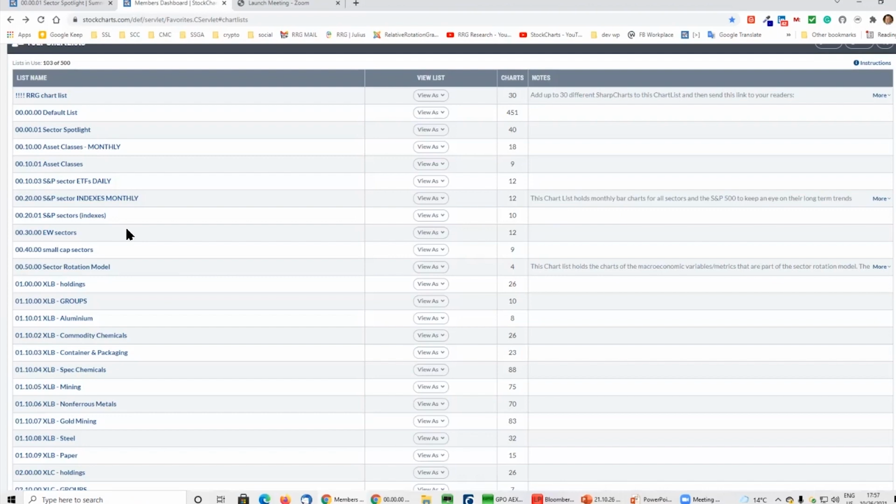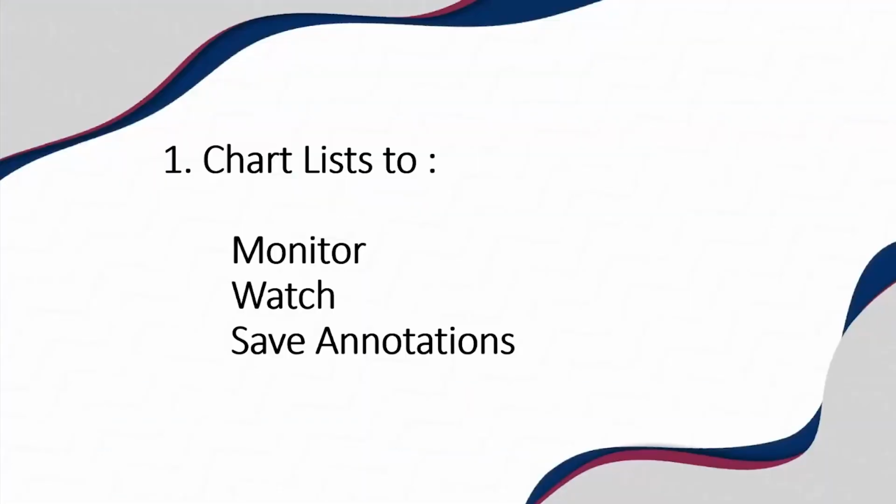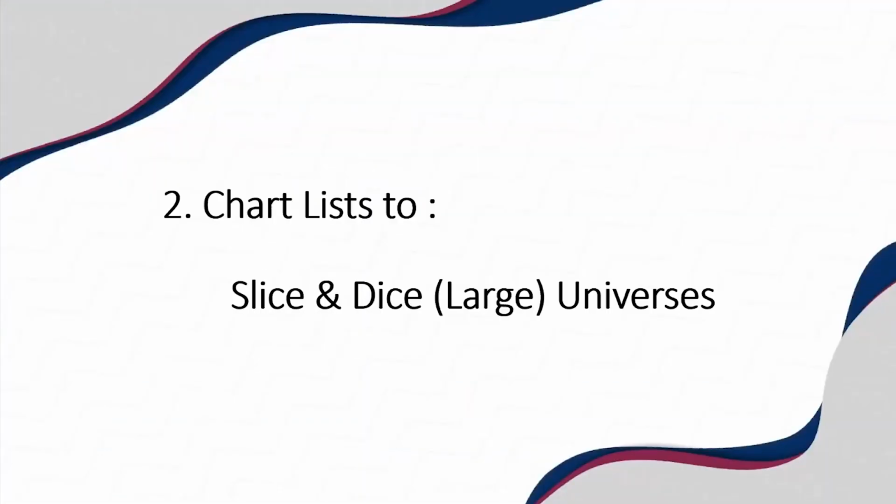I moved to the individual sectors, because we can do a lot with that. And that actually brings me to my second use. I'm going to go back to my sheet, because this is the second way I use chart lists, and basically to slice and dice large universes. Because you can get chart lists that go on forever. But do they make sense? And can you find what you're looking for? If you're in the shed, can you find what you're looking for? That's what it's all about.